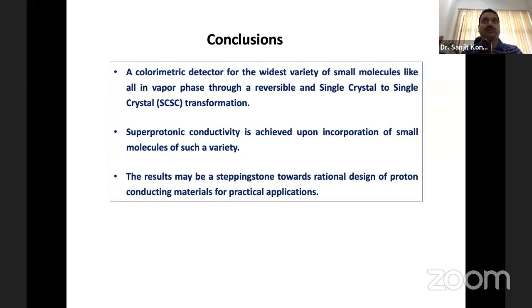Single crystal means you can also determine the position of the molecule inside the pore from X-ray crystallography. The same molecule shows superprotonic conductivity, as I have just mentioned in the last slide, and this molecule probably has the potential for application in fuel cell membranes for practical applications.